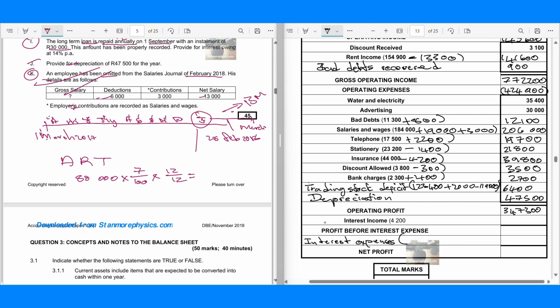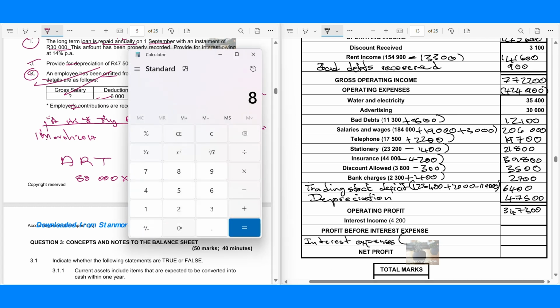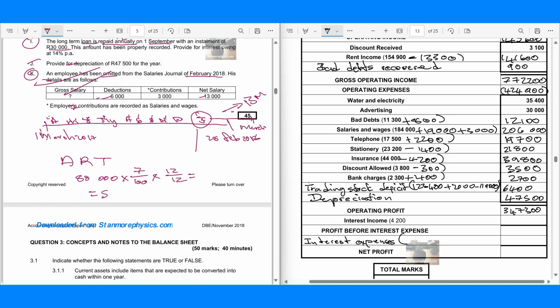So what are we going to get when you put this in a calculator? 80,000 times 7 divided by 100, which will give you 5,600. So 5,600, this is what you are supposed to get. So you just take it and record it exactly at 5,600.